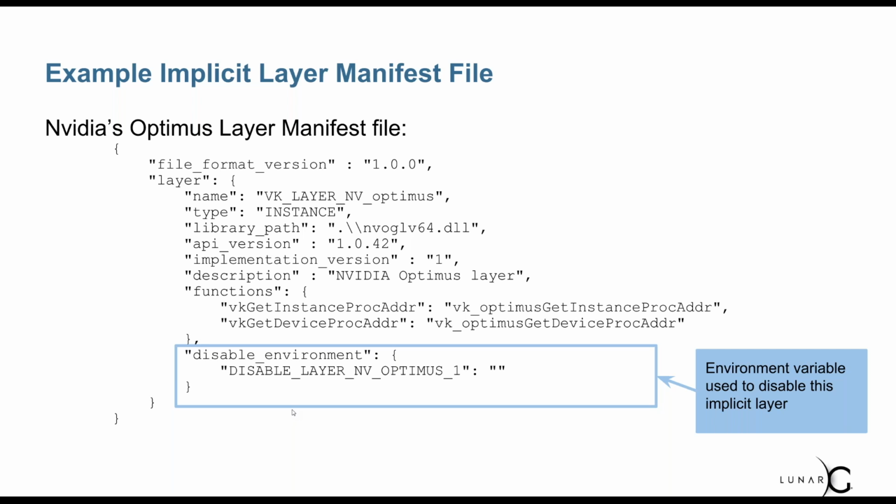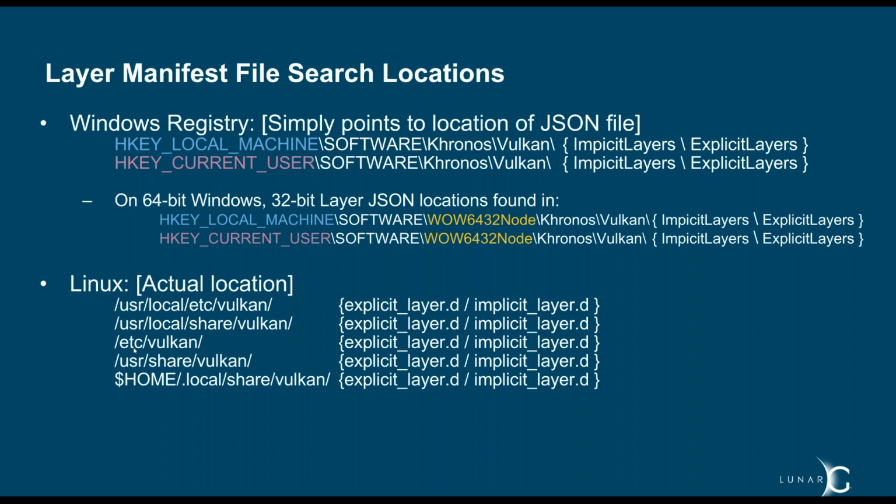However, there is one difference, which you see right at the bottom. It's this disable environment option. This is where you have to specify an environment variable that allows you to disable the layer. You can also specify an enable environment, but this isn't as important for an implicit layer because these layers are enabled by default.